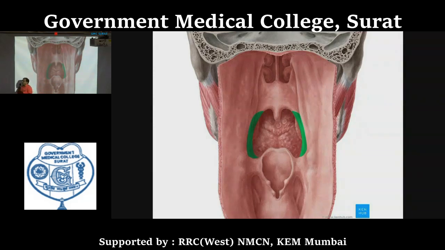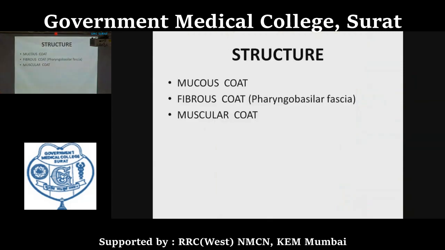Now let's proceed further, that is the structure of the pharynx. Here we will discuss the structure in the wall of the pharynx. Basically there are three coats, three layers, in the pharynx. The innermost layer is the mucosal layer, known as the mucous coat. Just outside the mucosal layer is a fibrous coat, made up of fibrous tissue, known as the pharyngobasilar fascia. And the outermost is the muscular coat, made up of a number of muscles.